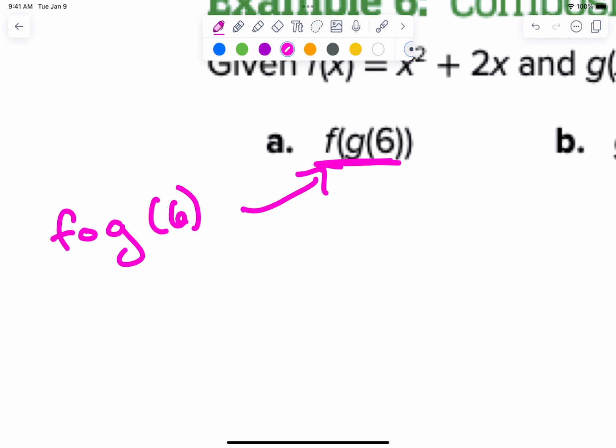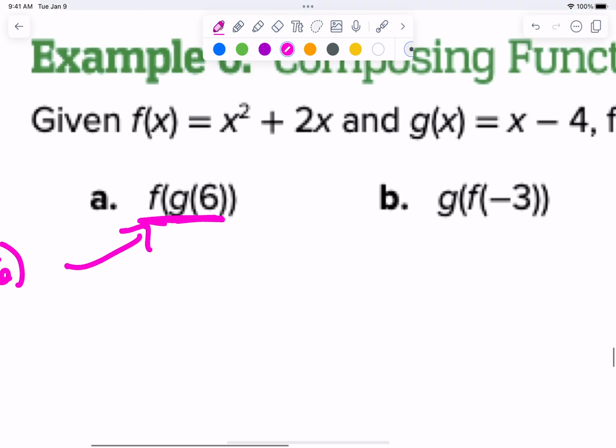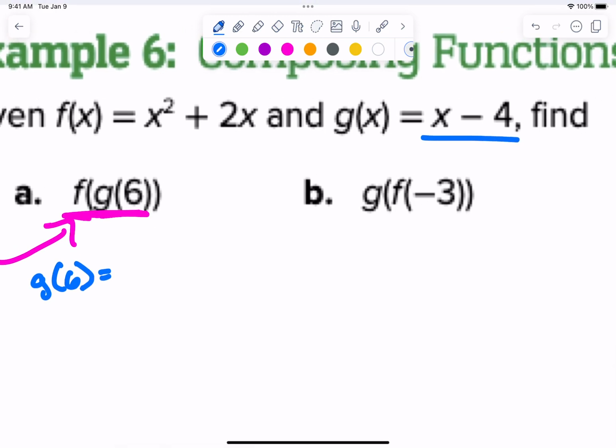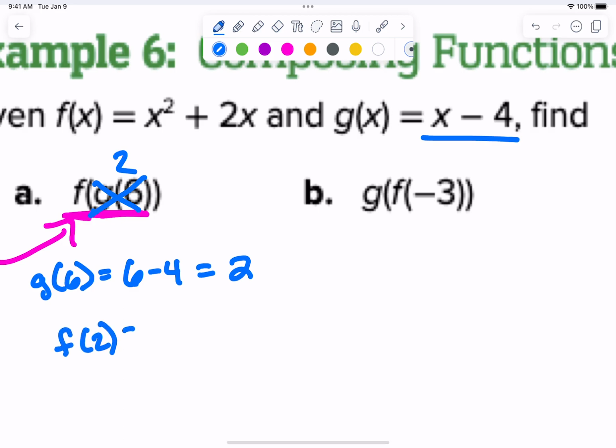So when we do this, we're going to work from the inside out. We're going to start with g of x, or g of 6. If I evaluate g of 6, that means I'm sticking 6 into g. 6 minus 4, so g of 6 is 2. Now we have to find f of 2. Do you see how this works?